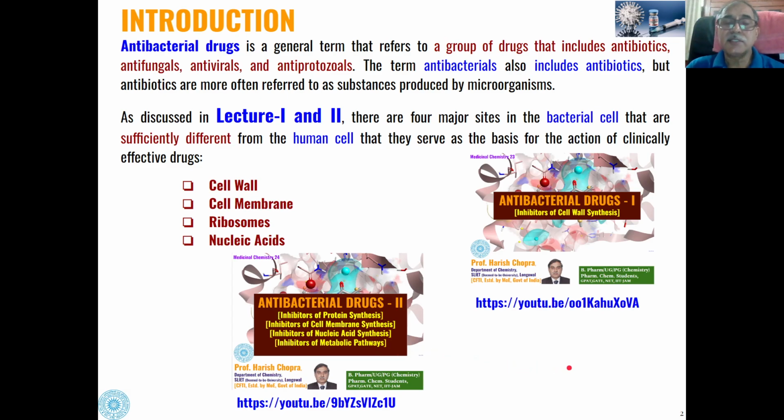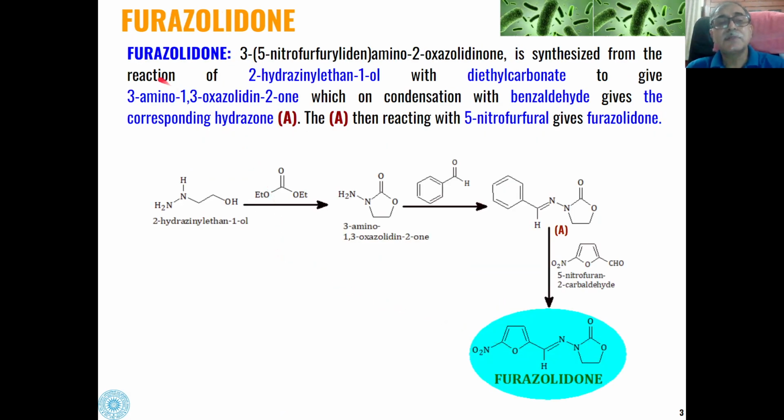Now, in this third lecture, we will discuss how some of the commonly used antibacterial drugs can be synthesized in the laboratory. Among them, the first antibacterial drug which we will discuss is furazolidone. Furazolidone has this structure. This is synthesized starting from 2-hydrazinyl ethan-1-ol.